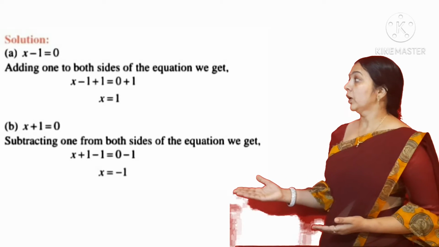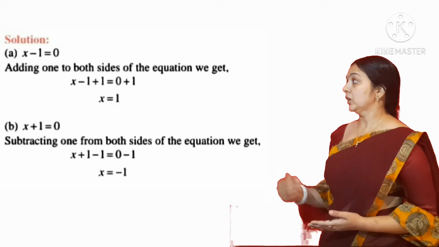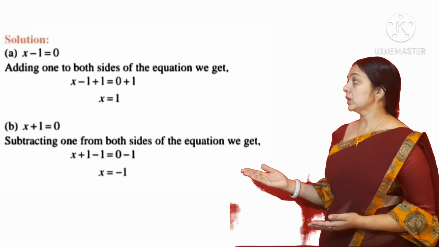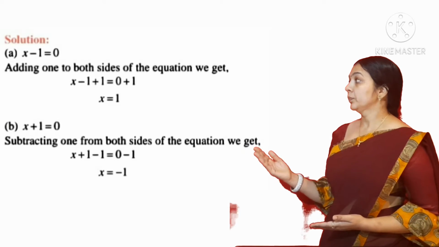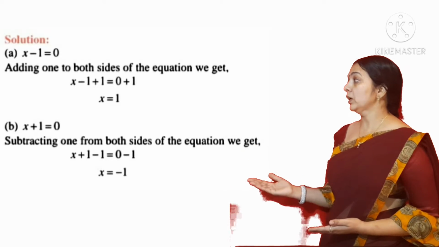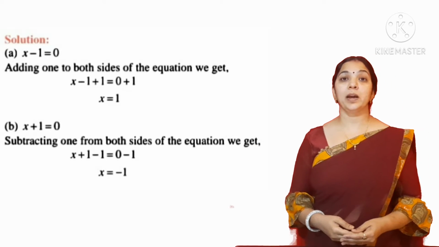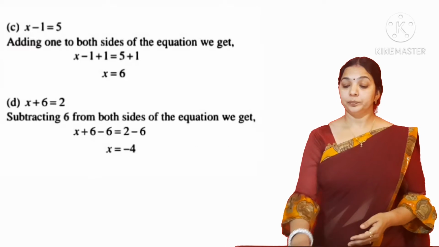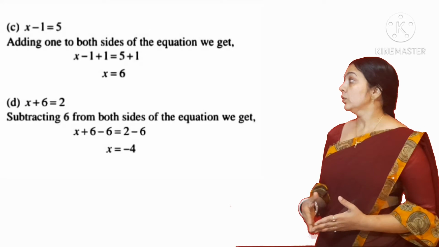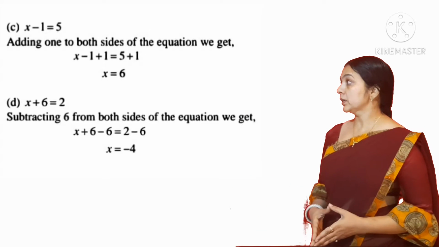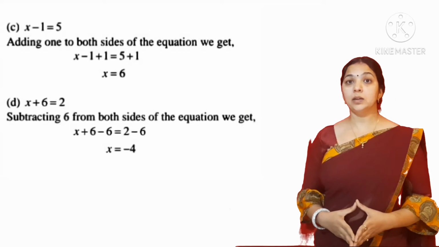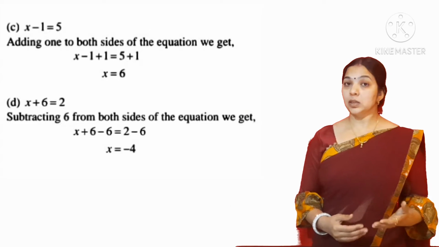So we will subtract 1 from LHS as well as from RHS. On the LHS, x plus 1 minus 1 will give x, and on RHS 0 minus 1 is equal to minus 1. So the answer will be x is equal to minus 1. The third part is x minus 1 is equal to 5. So we will add 1 on both sides, which will cancel out the 1 from LHS. So x is equal to 5 plus 1 is equal to 6. So 6 will be the answer.